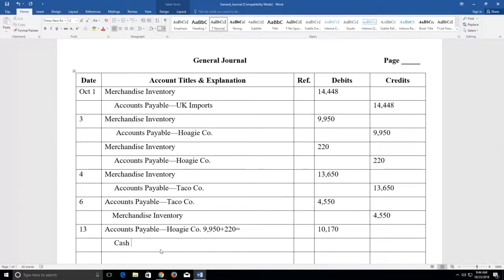Well, it says that they're going to give us a 2% discount. So we're going to do the $99.50. And if they give us a 2% discount, we're paying 98%, right? Plus the $220. We don't get a discount on the $220, so we add it in the end. So we do the $99.50 times the 0.98 plus the $220, sorry. So that's $99.71.